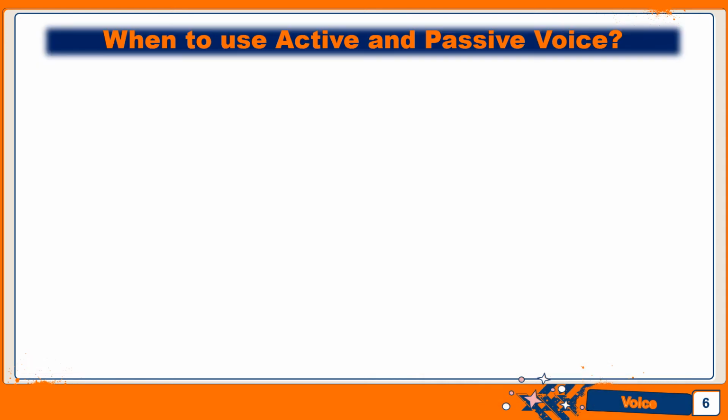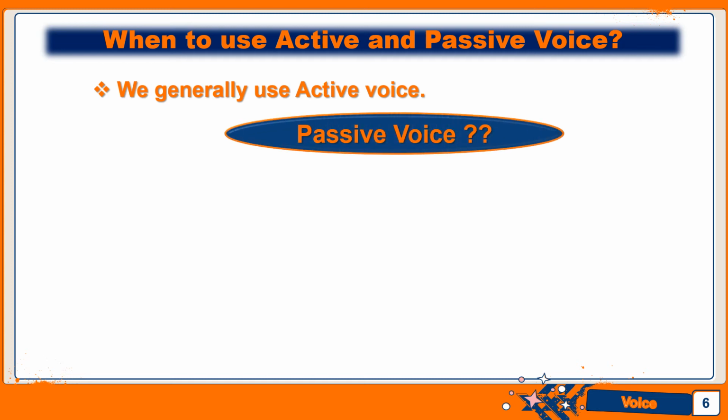Now, since you all know what is an active voice and what is a passive voice, and you know their structures too, the next question that arises is when to use them. When do we use active voice and when do we use passive voice? Always remember, most of the times we frame sentences in active voice. We generally use active voice. But there are few situations when we use passive voice too. That is why we learn it. So what are the situations where we are going to use passive voice?